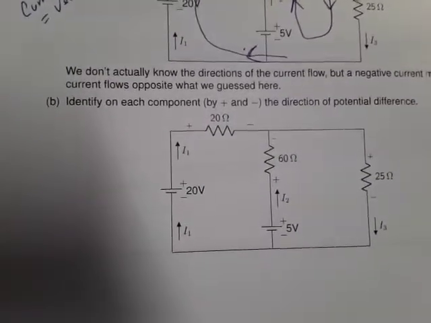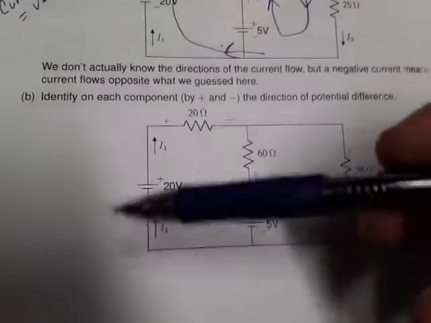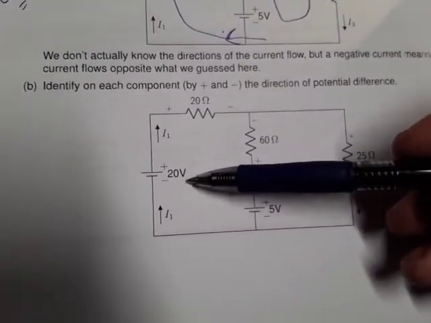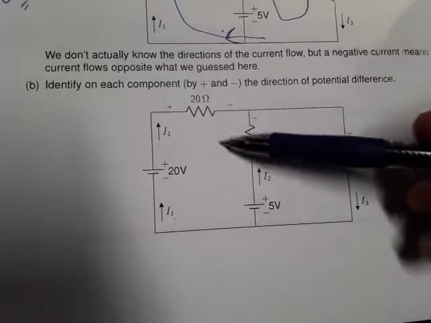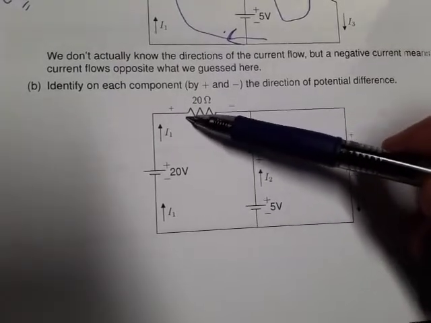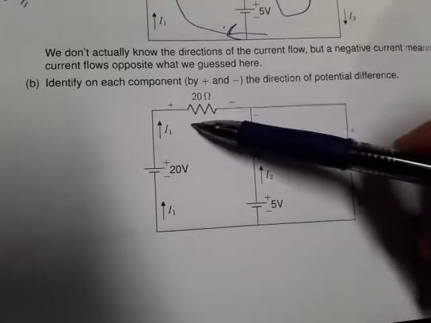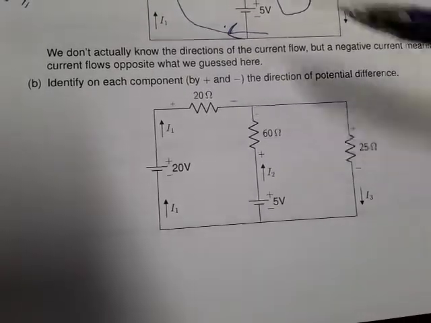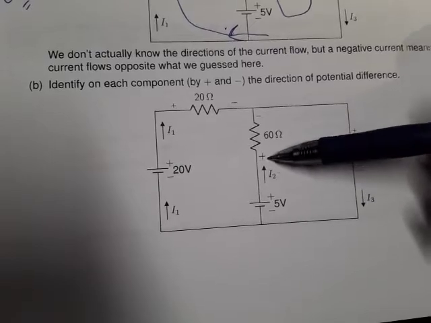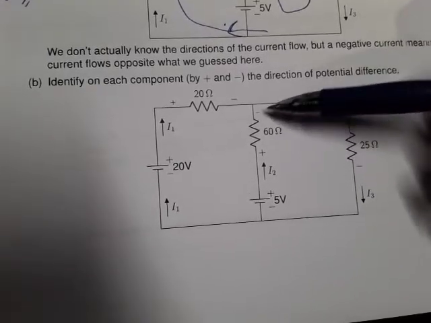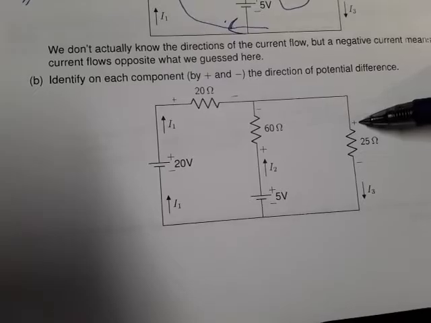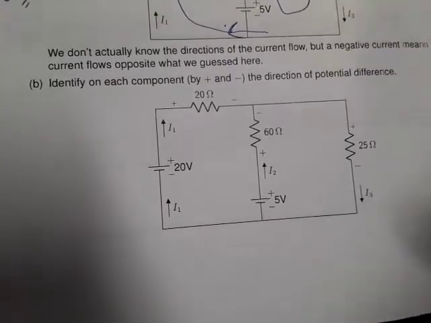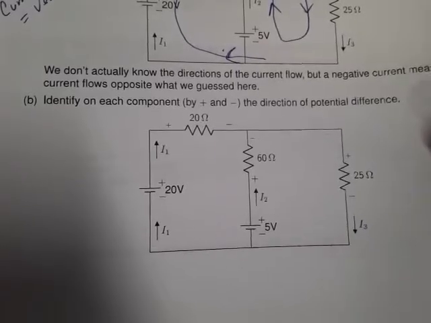So after we've drawn these arrows, the batteries we indicate plus and minus by the signs. And the resistors we indicate by which way the current flows through. So I1 puts current plus here and minus there. I2 puts current plus here and minus there. And I3 puts plus here and minus there. Right, so that's our goal: we outline these things like this.